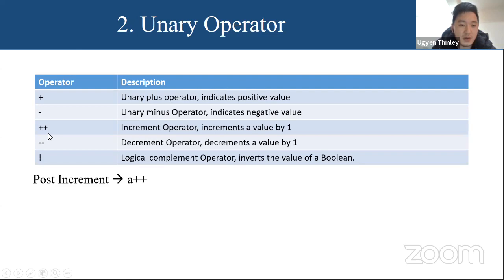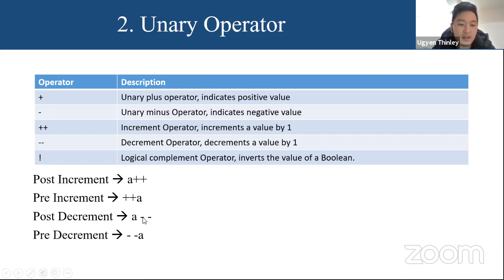Regarding this increment operator, there are different types of increment operators. First one is post increment, which means you have a variable or operand a, followed by the plus plus increment operator. Then we have pre increment, plus plus a. Next, we have post decrement, a minus minus, which decrements the value of a by 1. Then we have pre decrement, which means minus minus a.